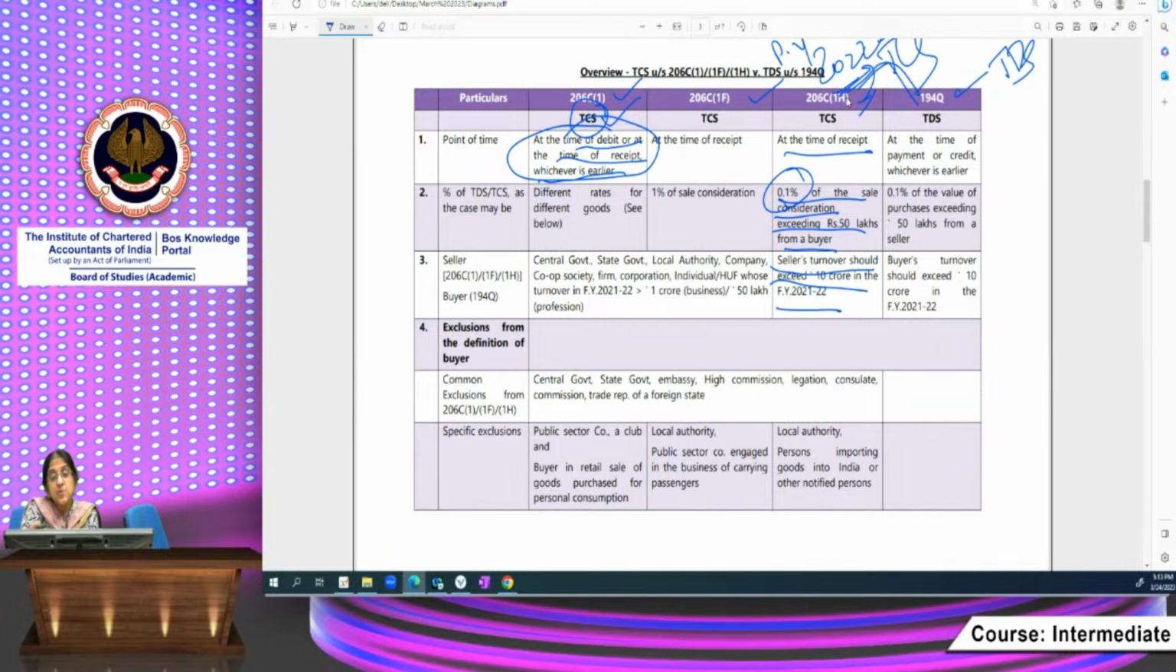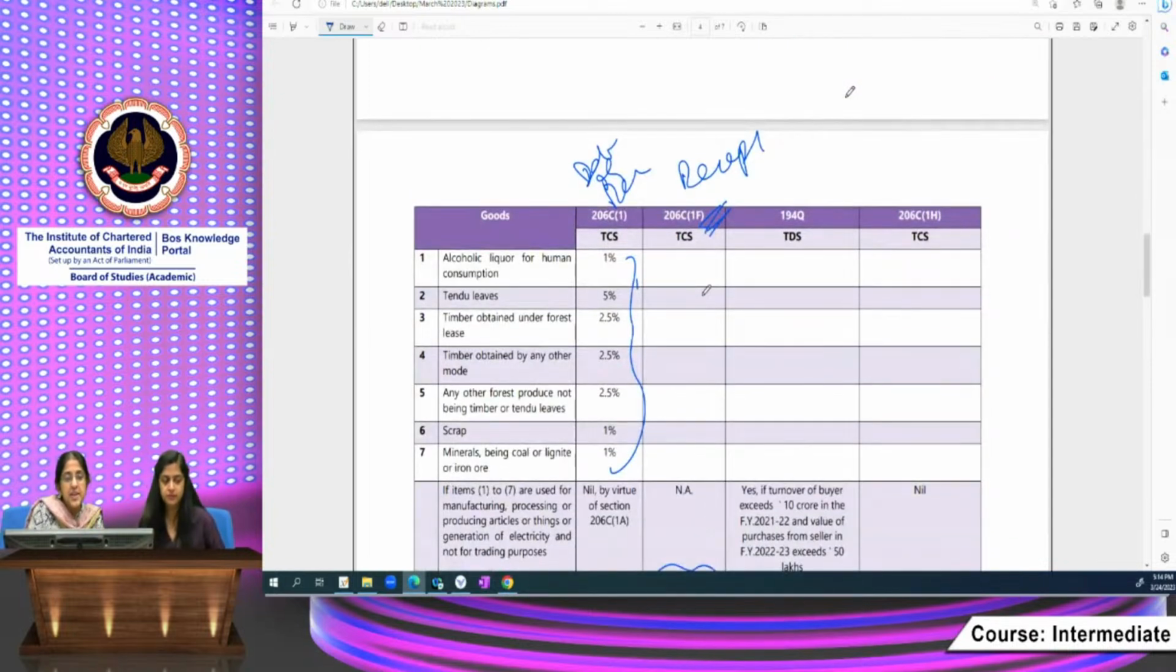Then TDS, what does it say? TDS is at the time of payment or credit, whichever is earlier. This is in the hands of the buyer. Here again, it's 0.1% of the value of purchases exceeding 15 lakh, and the buyer's turnover should exceed 10 crore in the financial year 21-22. So that is where the clash comes up. Suppose there's a transaction of purchase and sale, which should proceed first, whether it's 194Q or 206C(1H)? That is where the clarification becomes very important. And what about those goods which are already covered in 206C(1), 206C(1F)? In that case, what happens? That is where we need a clarification.